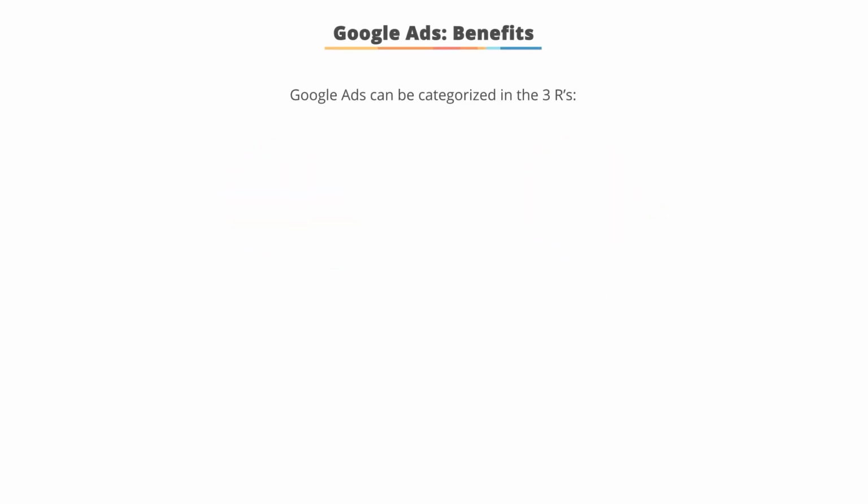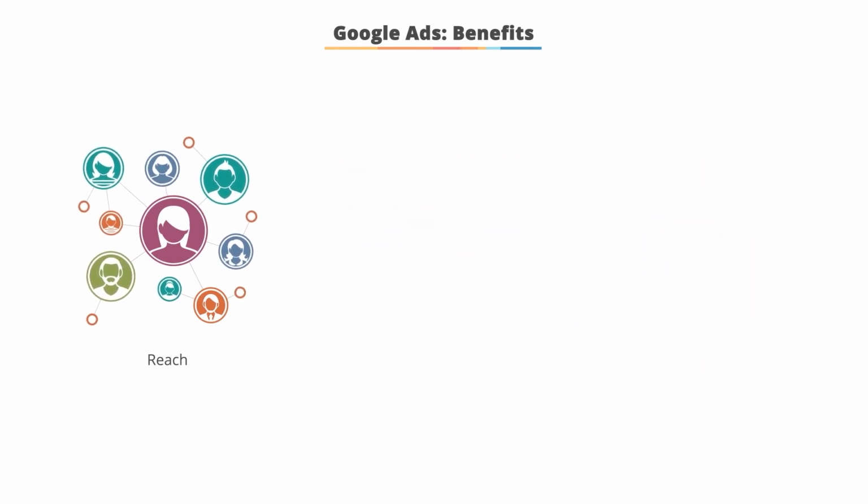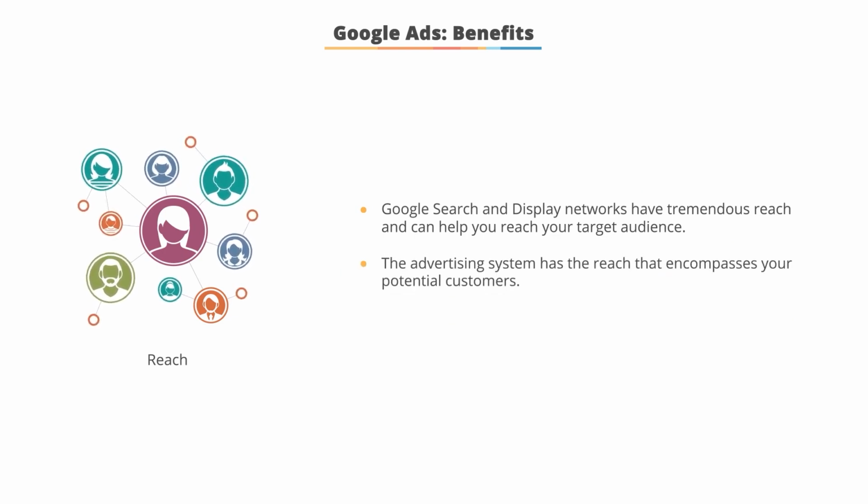When we think about the Google Ads benefits, we often call them the 3 R's: reach, relevance, ROI. Now, from a reach standpoint, Google Search and the display networks have tremendous reach. They can help you reach your target audience because your target audience is probably using Google, whether it's on search or display or both. So the advertising system has the reach that encompasses your potential customers.